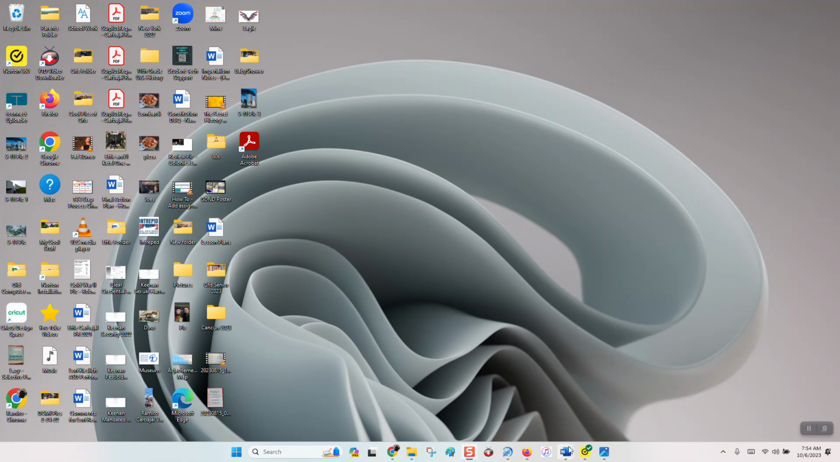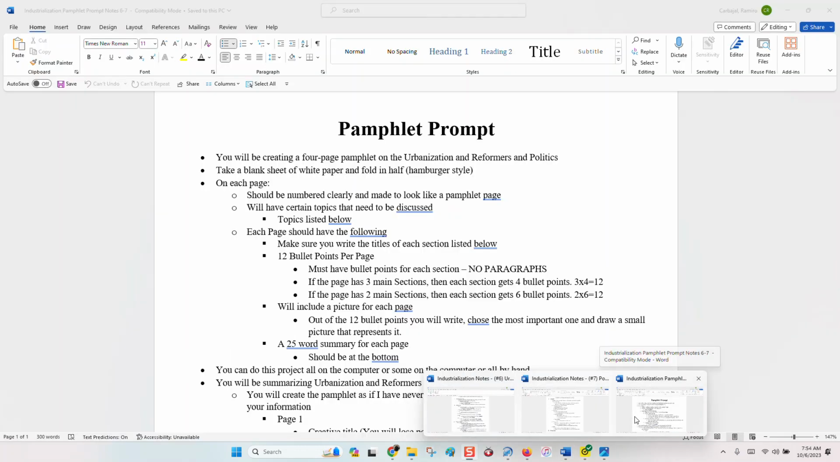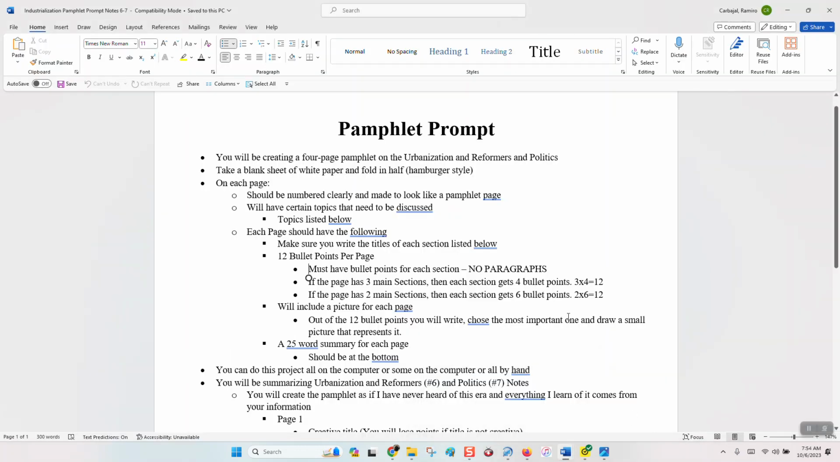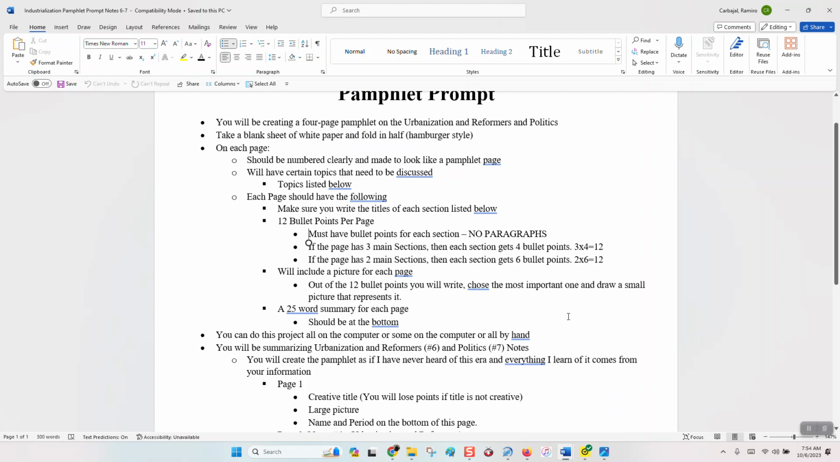So first thing we're going to open up are the instructions. Now you will be doing pamphlets throughout the year for every unit, and the pamphlet instructions are basically identical. At the top, it's going to tell you what notes you're going to do. It tells you what goes on each page, which is basically 12 bullet points. Again, each bullet point is a main idea found from the section. I'll explain that in a minute.